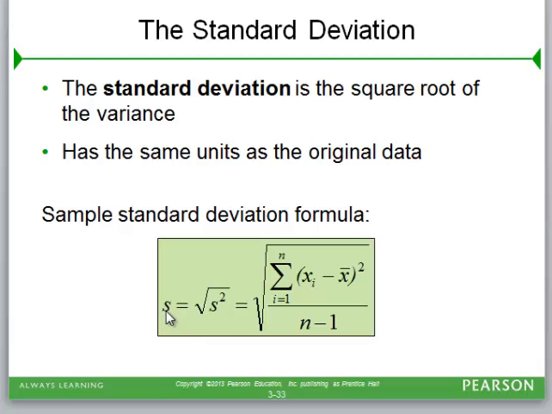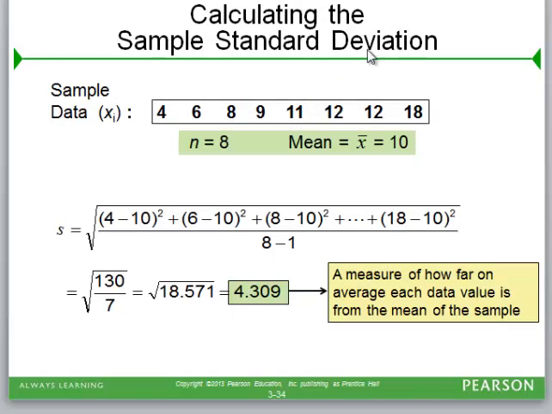Remember, we use s. s represents the sample standard deviation. So for the sample standard deviation, using the same example, we just take the square root, and we get 4.309. That means on average, each value is 4.3 away from the mean, away from the 10.